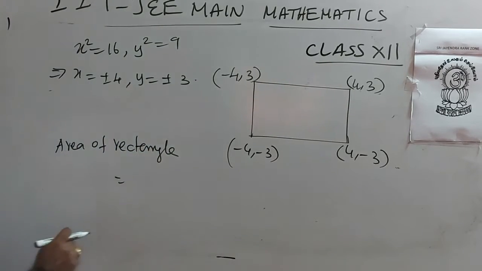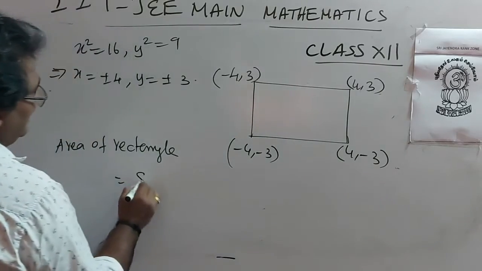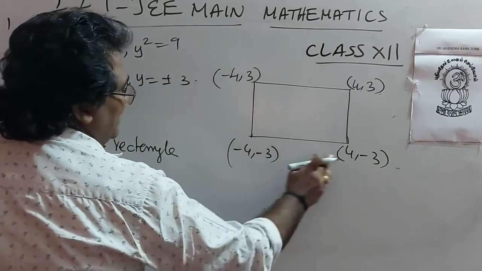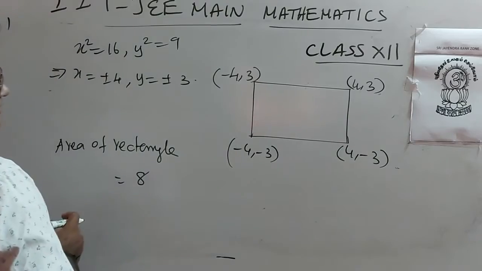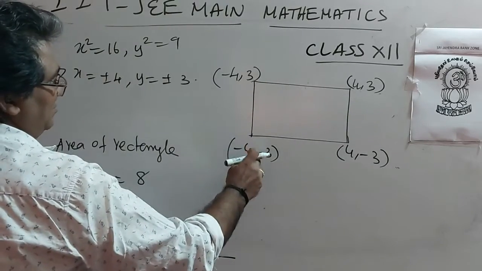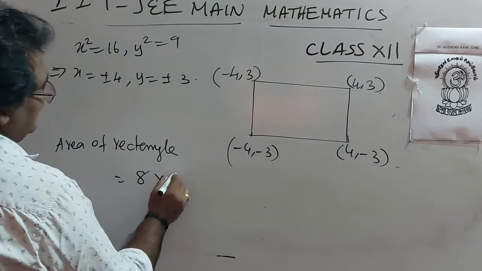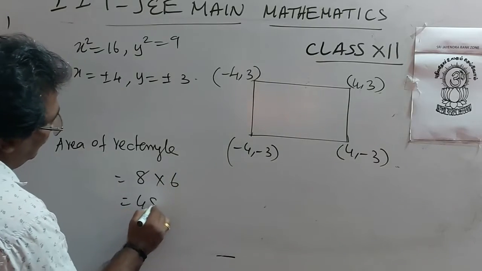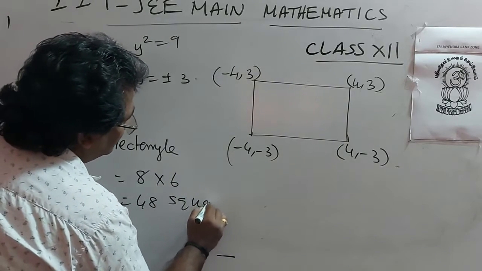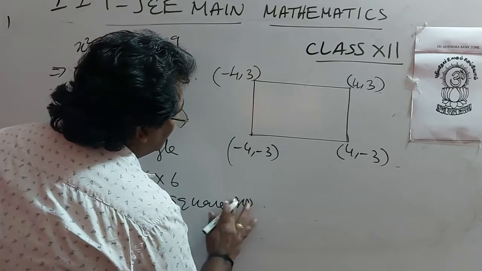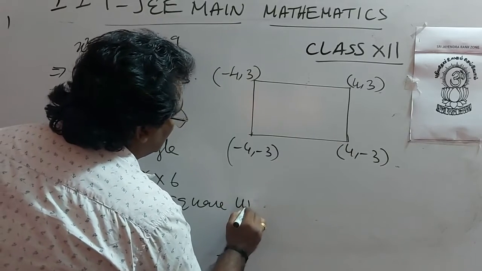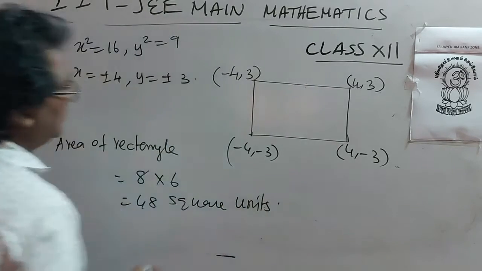Area of rectangle: the length will be 8, the distance between plus 4 and minus 4 is 8. The breadth, plus 3 and minus 3, the height is 6. So the area is 48 square units.